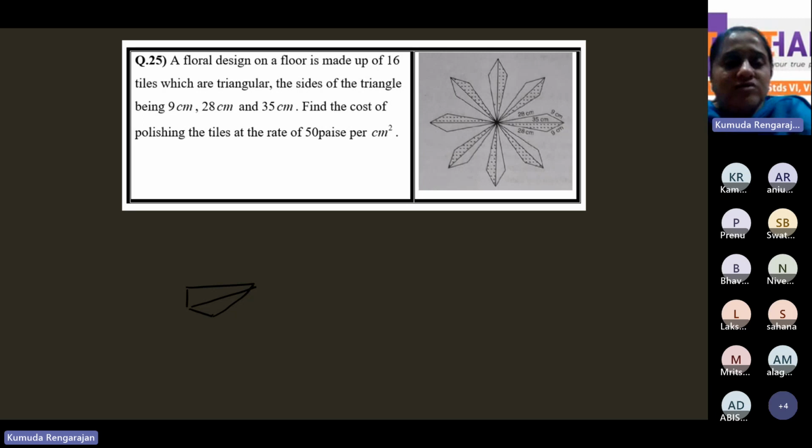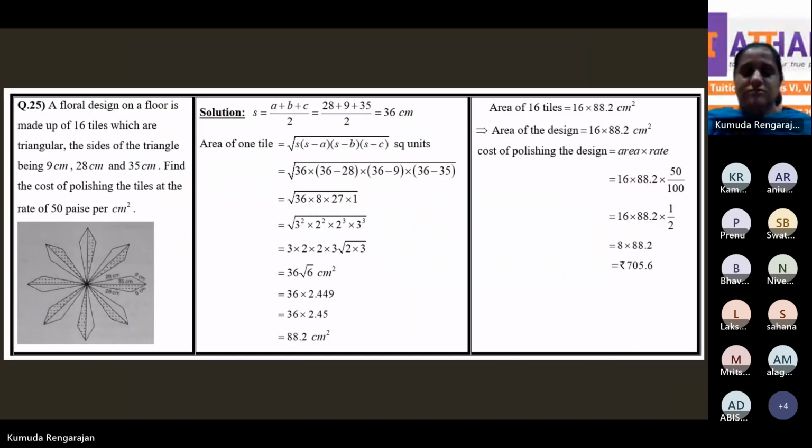Now you need to find the cost of polishing the tiles at the rate of rupees 50 per centimeter squared. So find the area of one tile. Then multiply by 16 to find the area of all the 16 tiles. And then multiply it by the rate, 50 paise, to find the cost. So first we find the area of one tile.